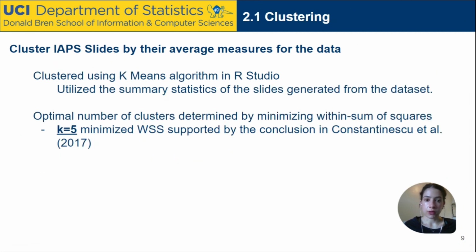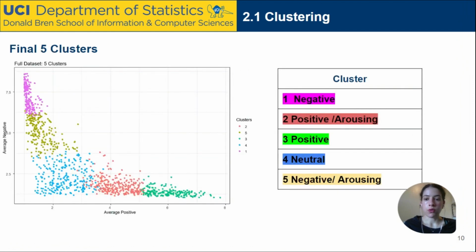So in order to cluster the slides, we decided upon using k-means clustering, which we clustered on the summary statistics for each slide, which included the average positive, negative, and arousal score for each slide or image. To determine the optimal number of clusters, we minimized the within sum of squares and ultimately settled on k equals 5 as it minimized the within sum of squares based on an elbow plot, which our choice was also supported in previous research. So if you look on the left side, you can see the final 5 clusters.